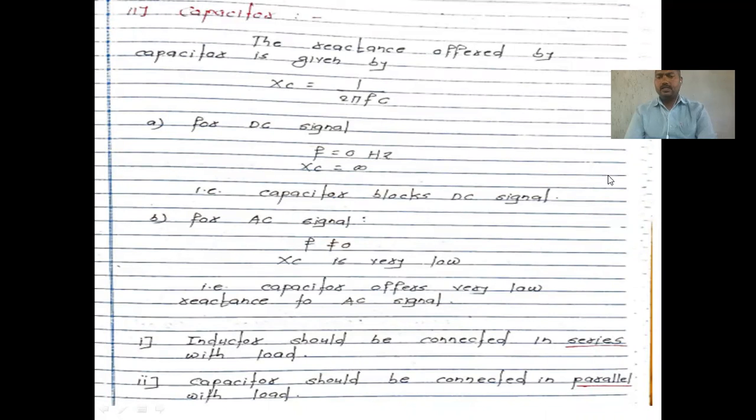For the DC signal, we know that frequency equals 0. So 1 divided by 0 indicates infinity. So for the DC signal, the capacitor gives the highest reactance. 1 by 0 is infinity. That's why the capacitor blocks the DC signal.